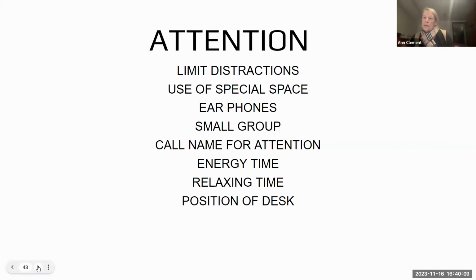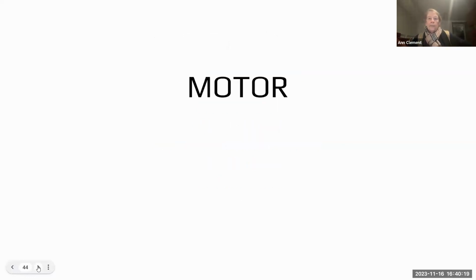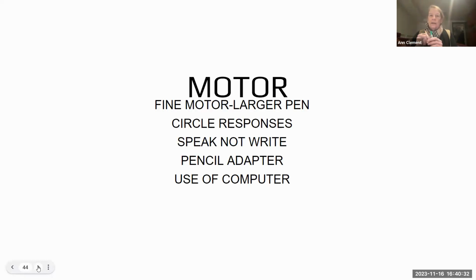And again, the position of the desk, like I mentioned, sometimes being right up in the front, it's easier for you as a classroom teacher to see what they're doing. It's easier for them to focus on you. Then we have their motor skills. Again, rather than using a smaller pen, you might want to find a larger pen for them to use, because it's easier to hold on to a larger pen than a smaller one. Like Stephen was doing, maybe circle the answer rather than having to write it out. Sometimes you might have the child tell you the answer and not have to write it.